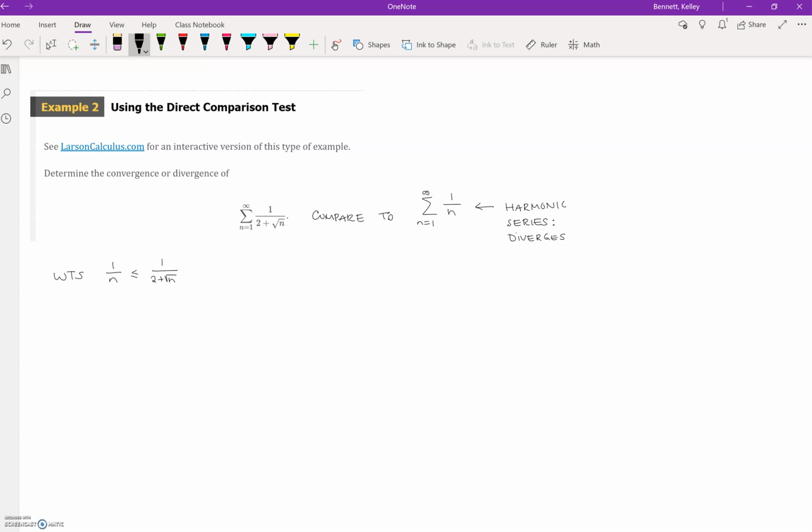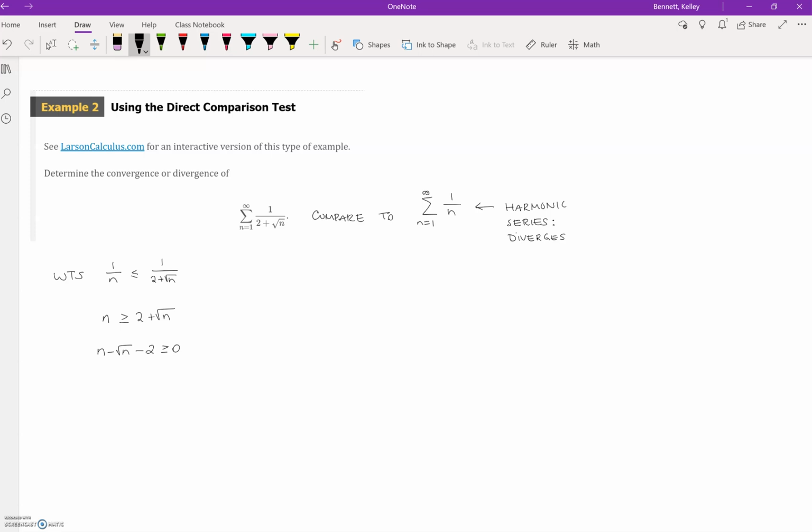So if I want to show this, I'm going to use the same trick where I'm just going to flip this upside down and change the direction of the inequality. So I get n larger than 2 plus root n. And then I'm going to trick myself into believing that this is a quadratic equation. And the way I do that is I go n minus root n minus 2 greater than or equal to 0.